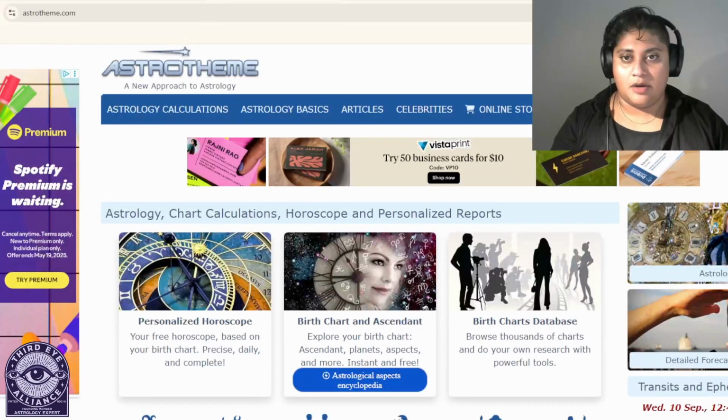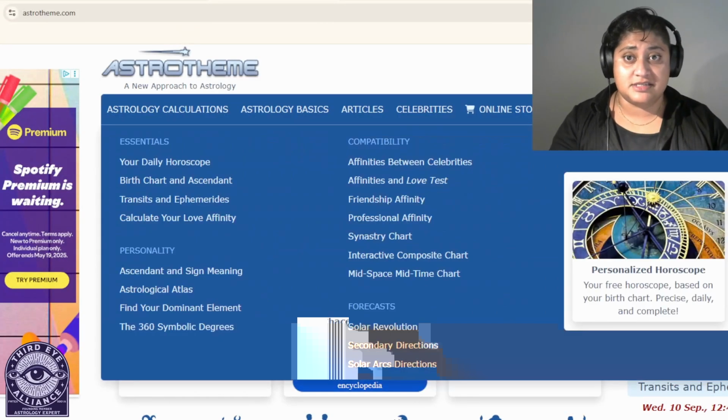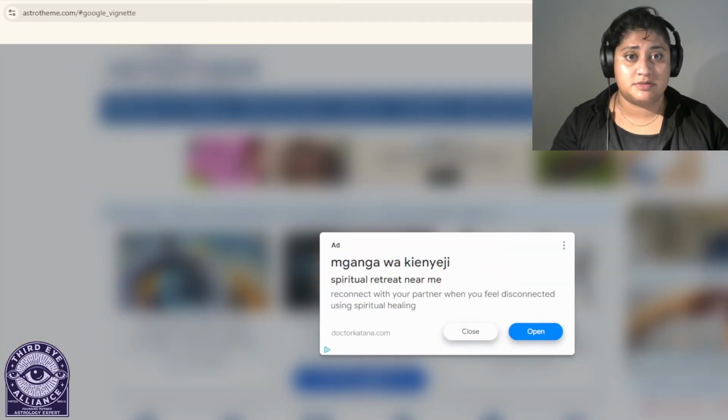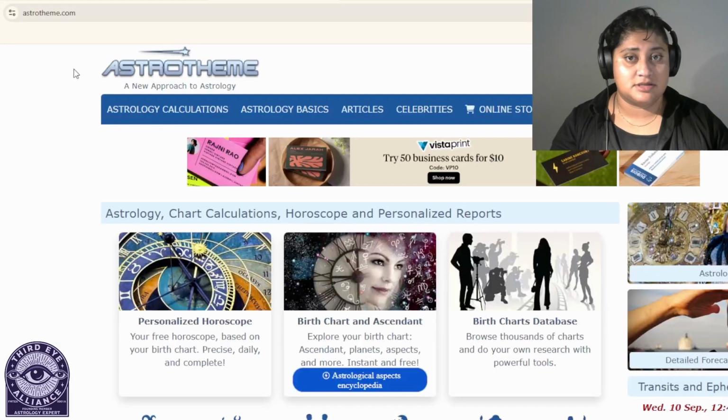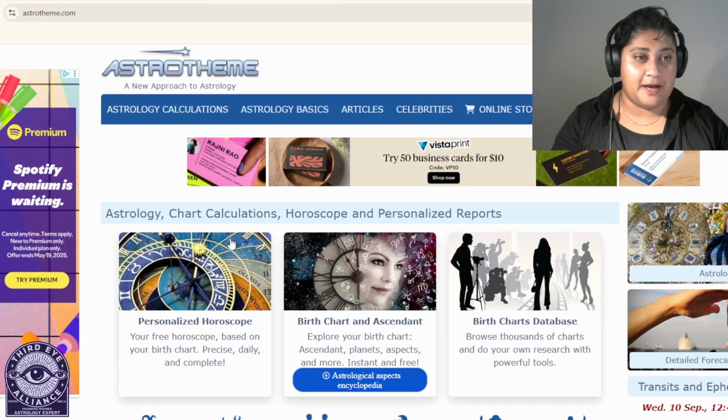But I'm just gonna keep it real simple. And if you are new to astrology, or if you're trying to just find a reputable place to pull up a birth chart, I'm gonna take you through Astrotheme. All right. Now, as you can see here, this is the Astrotheme website. Sometimes it does that. Ads pop up, but that's because this is a free site, and it is quite useful.